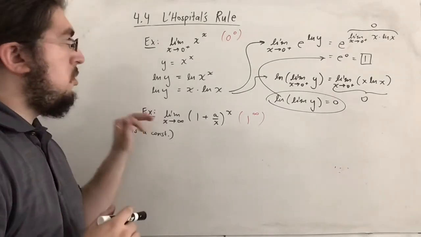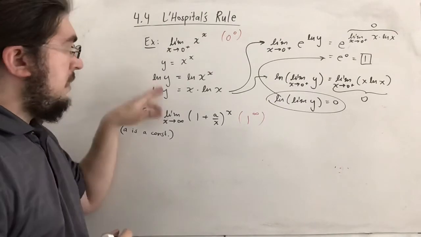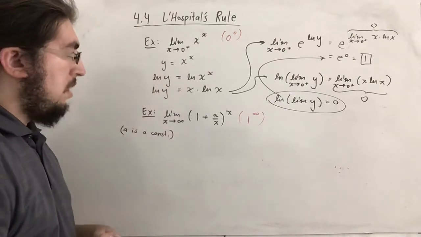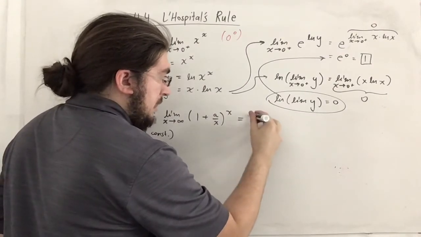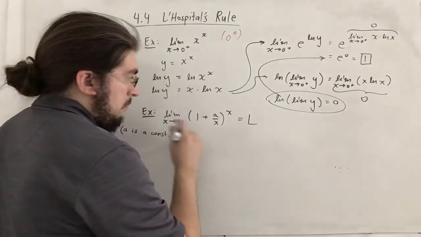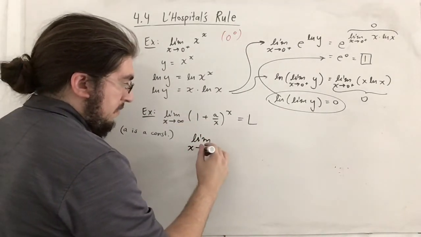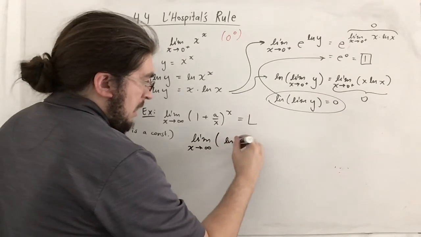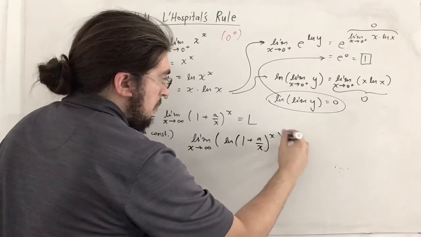So the first thing I'm going to do is call this limit, and again I think this was a little off-putting, so I'm going to do this. I'm going to say the limit exists and let's call it L. Then we'll take ln of both sides. So ln of this limit is the same as the limit of ln of the inside. And that is certainly true because ln is a continuous function, so you can pass it through the limit.